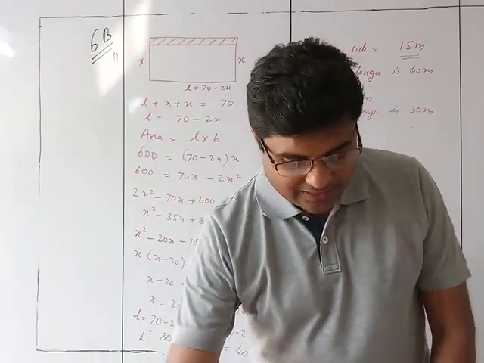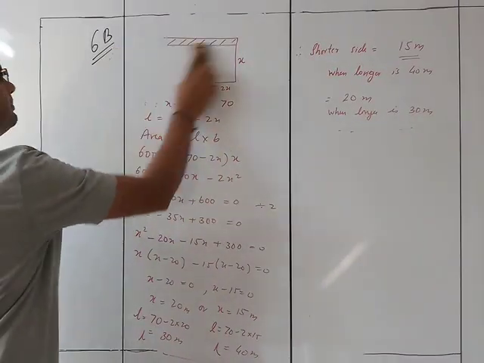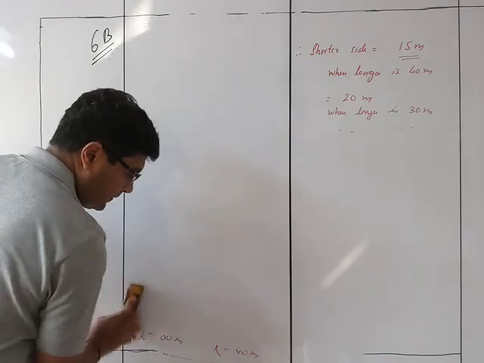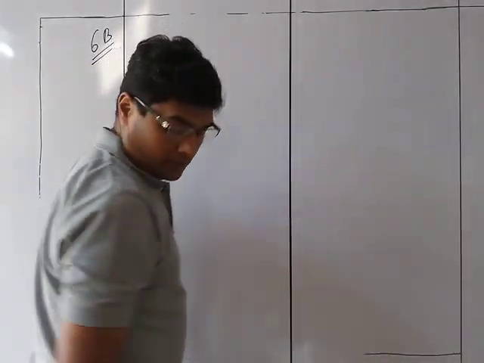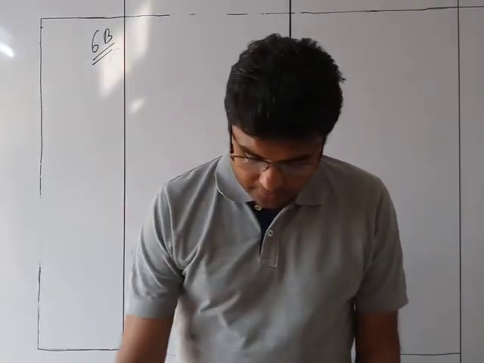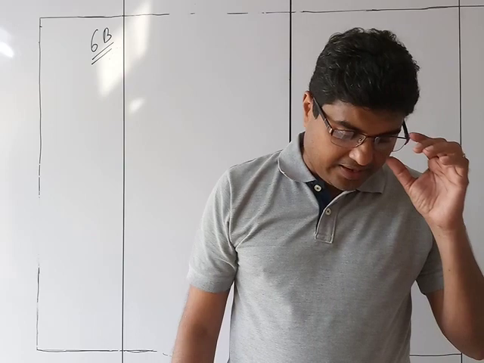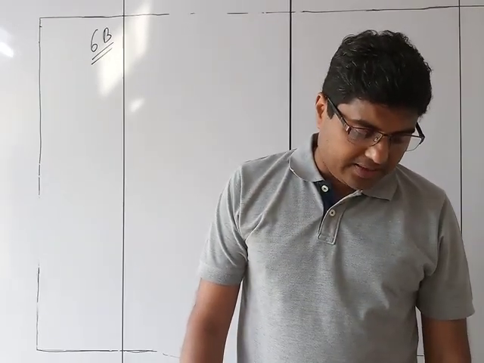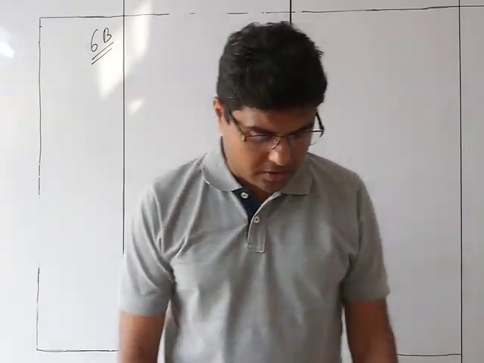So we come to the last question of this exercise, that is exercise 6B, sum number 13. So we come to sum number 13. The area of a big rectangular room is 300 meters square. If the length be decreased by 5 meters and the breadth increased by 5 meters, the area would be unaltered.